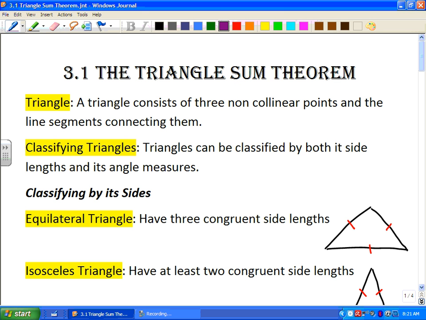Now, classifying triangles. Triangles can be classified by both its side lengths and its angle measures. All right, so there's three angles and three sides. You can classify them based on its sides. You can classify them based on its angles. Okay, think about classification like this. Think about it as Auburn High School. If I'm going to divide Auburn High School up into different classes, think about what's the most common class that you're divided up into right now at Auburn High School as students.